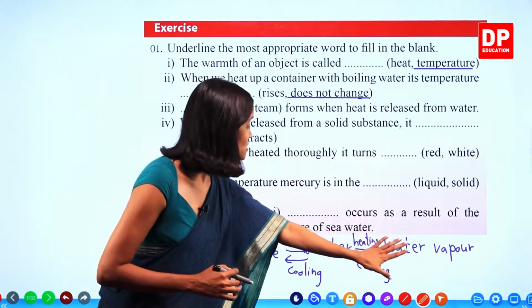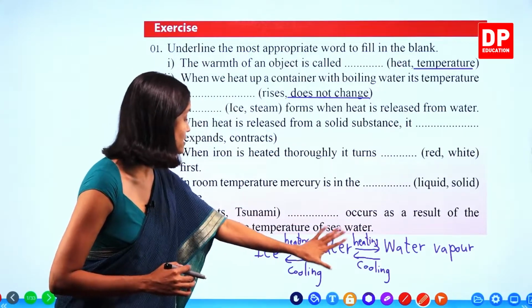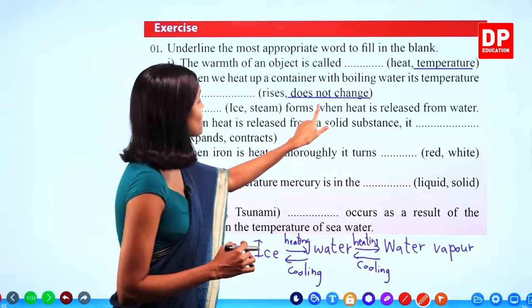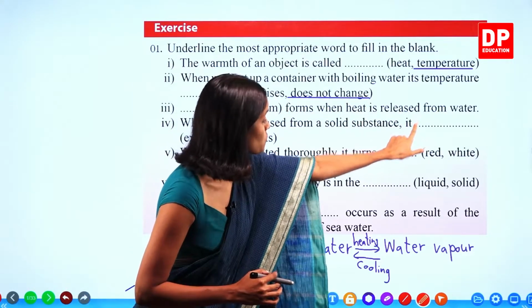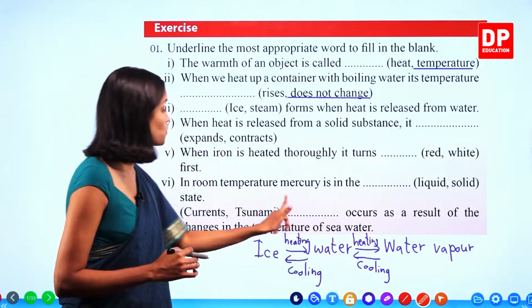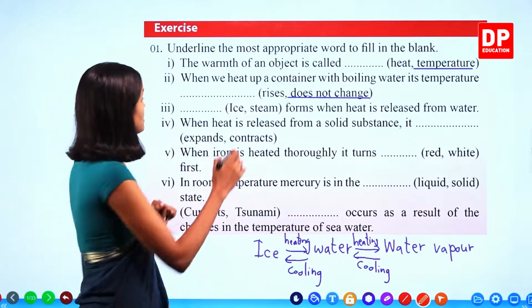Therefore, water vapor turns to water and water turns to ice. Okay? So here, forms when heat is released from water. When heat is released from water, what is formed? Ice. Okay?